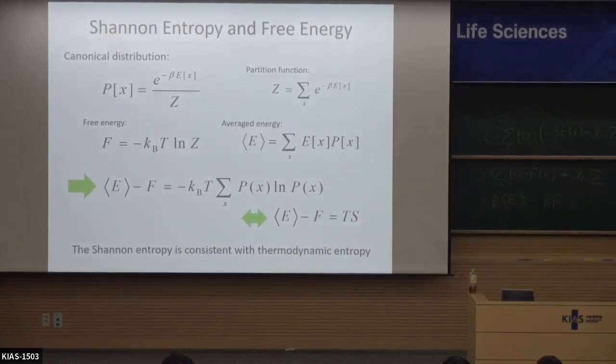So we can get that the channel information is given by the difference of the average energy and the equilibrium free energy divided by the temperature. So we can easily show that in the equilibrium case, the channel information and the thermodynamic entropy are equivalent. So in that sense, we don't need to distinguish information and entropy as a terminology. So we can say channel information or channel entropy. Okay, so this is channel information.